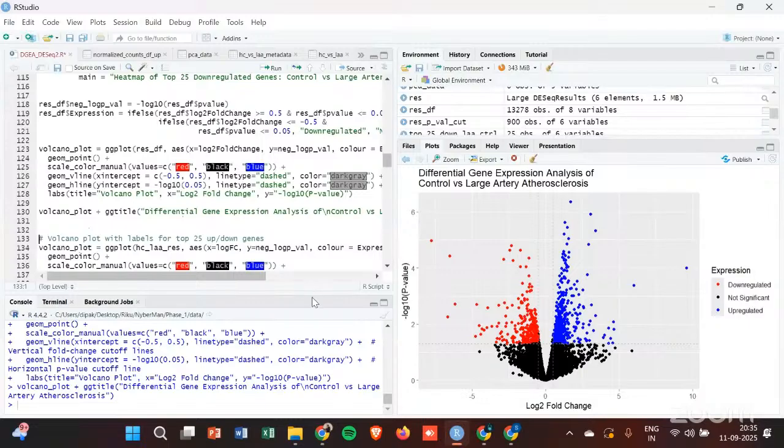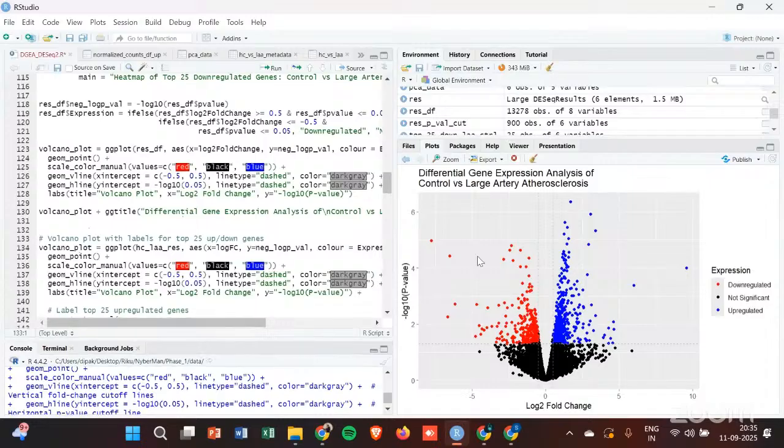Now we can also label the top 25 genes here. The genes that are at the top, what does that mean? These are the most statistically significant. Genes which are particularly at the top had the least p-value. That means on the negative log 10 p-value, the higher it is, the more significant it was.